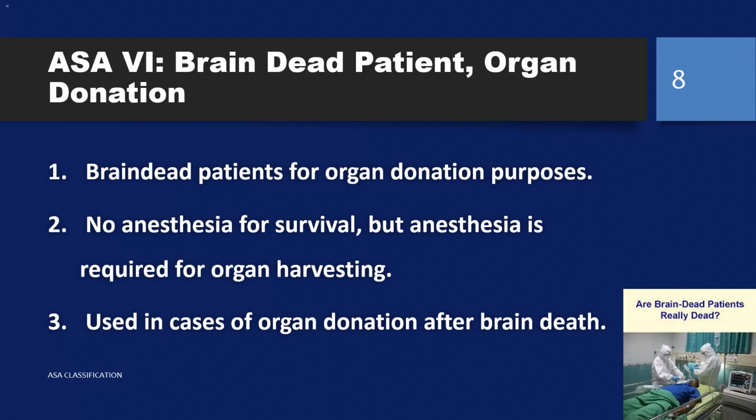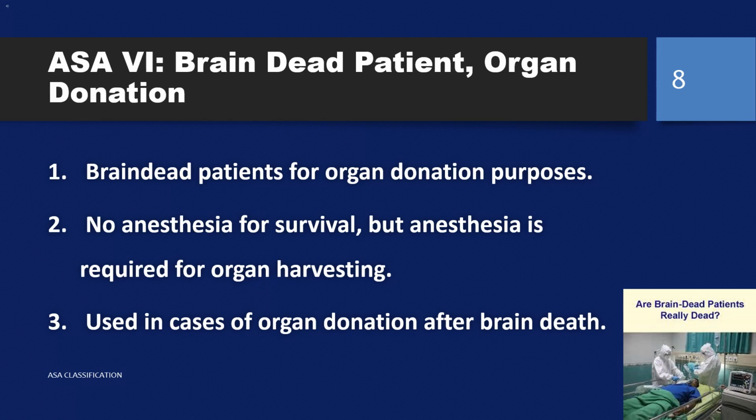1. Definition. 1. Brain dead patients. Patients who have been declared brain dead and are being maintained on life support for organ donation purposes. 2. Organ donation. Patients in this category are donors of organs for transplantation. 2. Anesthesia management. 1. No anesthesia for survival. Anesthesia is not required for the patient's survival, as they are brain dead. 2. Anesthesia for organ harvesting. Anesthesia is used to facilitate organ harvesting and ensure the quality of the donated organs.